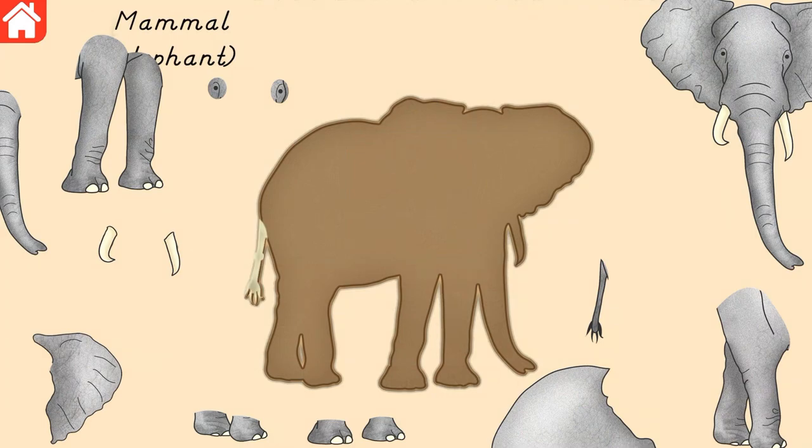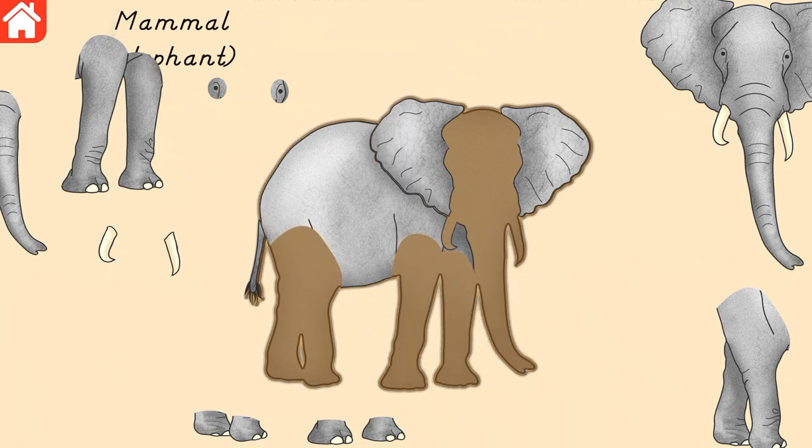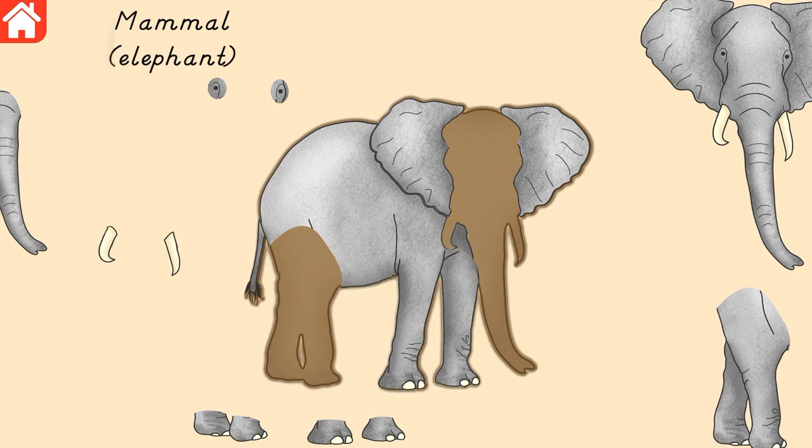Find the animal puzzle piece that matches the blinking image. Tail. Ears. Body. Four legs. Feet.